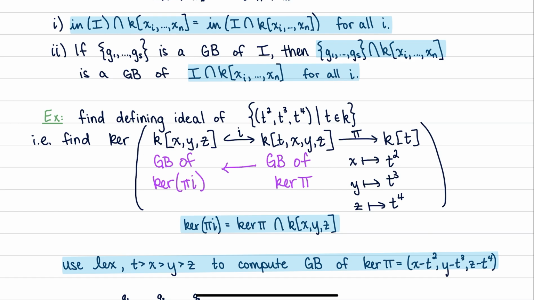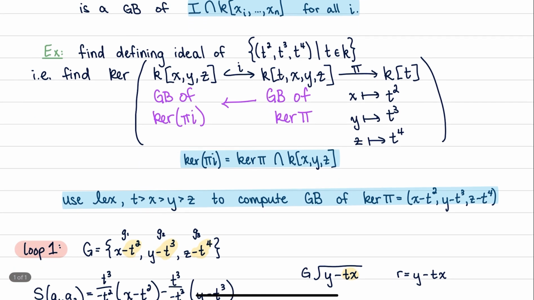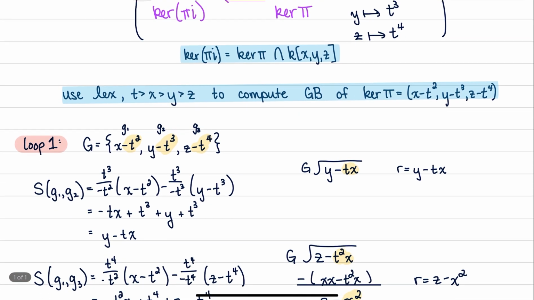So we have an ideal in hand, we have an ordering in hand, and we can compute a Gröbner basis, and then we can just throw out all of the elements that have t's in them, and we will have a Gröbner basis for this ideal that we're actually interested in. So I took the liberty of doing these computations.